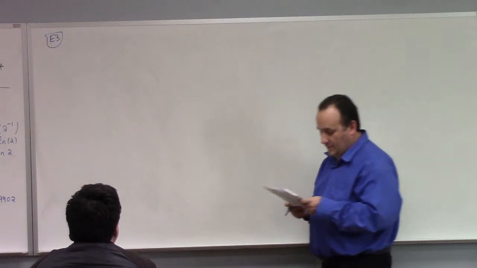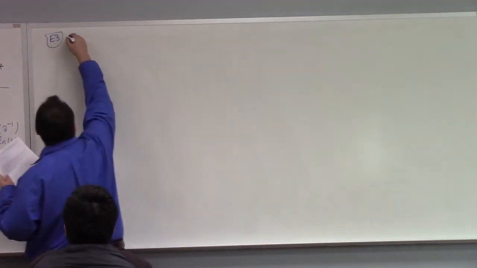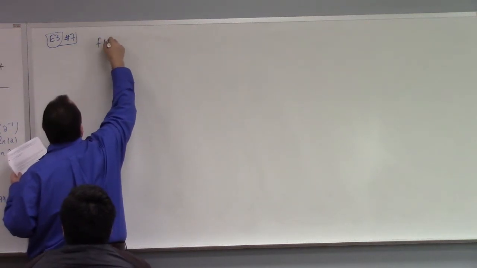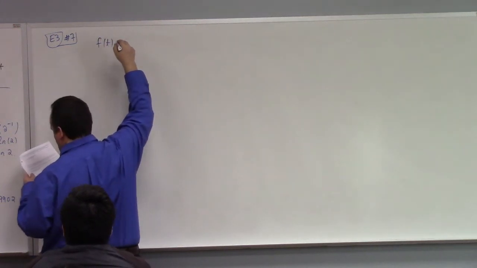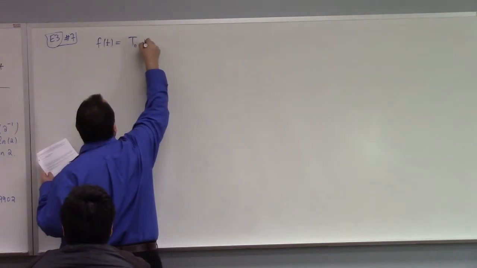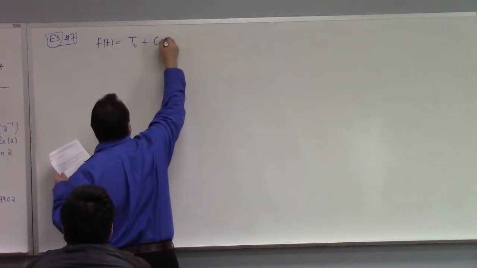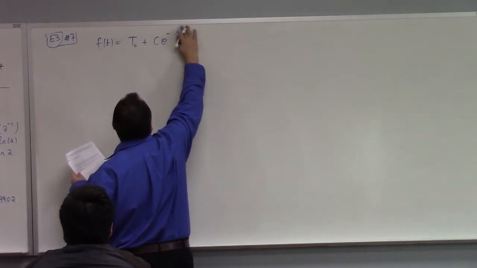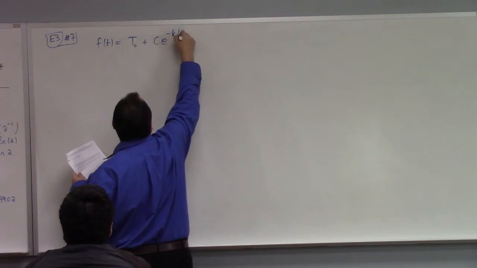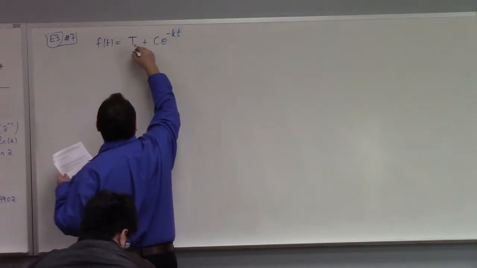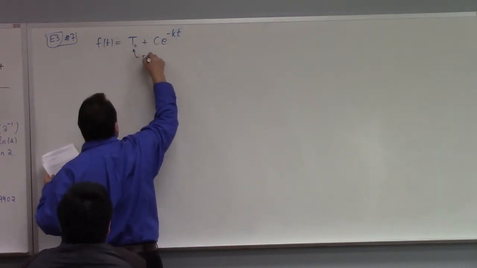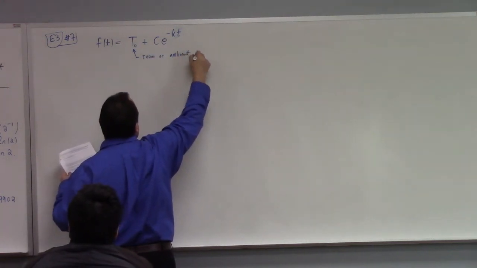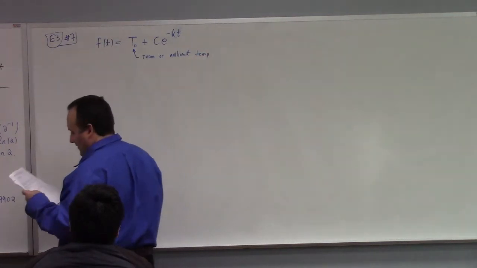Okay, so here, example 3, which will be number 7 in the homework. Here you're given f of t equals t sub 0 plus c e to the minus kt. This is so-called Newton's law of cooling, and Newton's law of cooling has a formula that looks like this. Here, t sub 0 is the room temperature, or ambient temperature. And we're given more information.